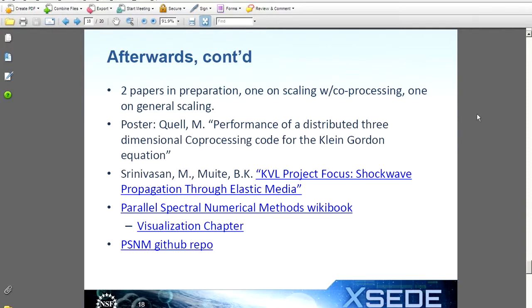So we've got a couple papers in preparation. One is on scaling with the coprocessing, and then one is more on general scaling, still with the coprocessing versus other things, but it's a broader view of what they're doing. Michael is actually presenting a poster this week on what he's been doing with this.